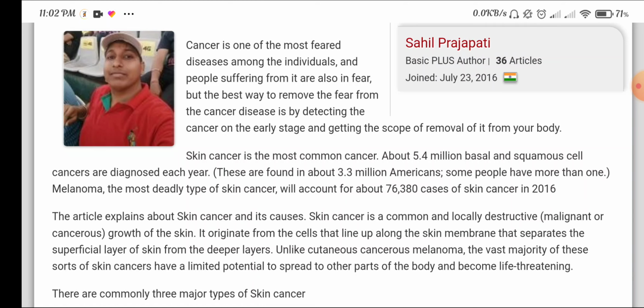Melanoma, the deadly type of skin cancer, will account for about 76,380 cases of skin cancer in 2016.